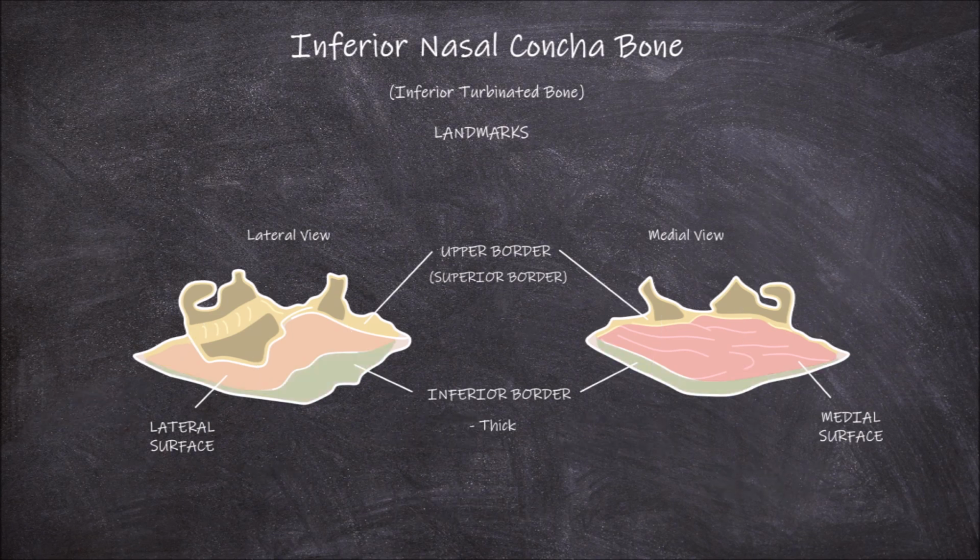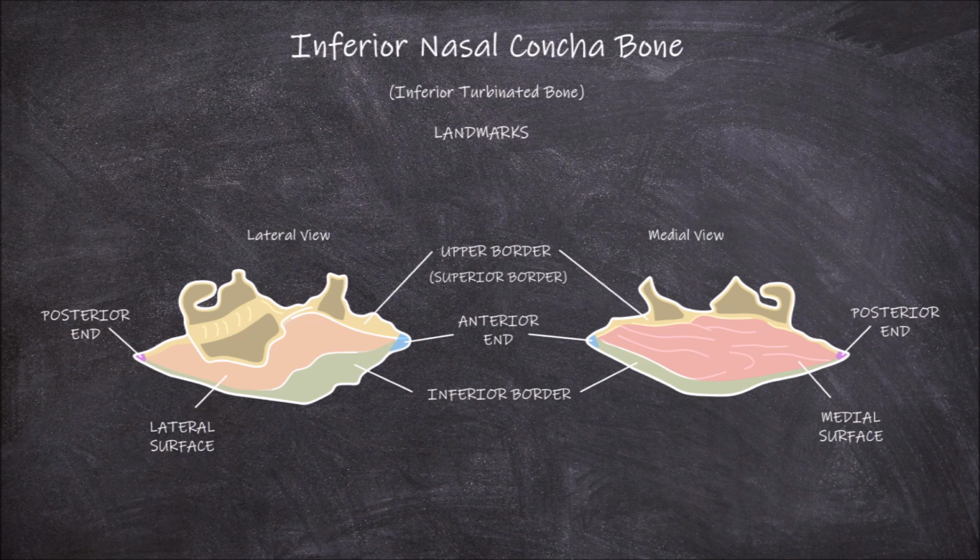This border is thick and has no articulations. This border is also spongy, especially in the middle portion of this border. This bone has 2 ends, also known as extremities, the anterior end and the posterior end. Both of these ends are tapered and pointed, the posterior end being more tapered than the anterior end.